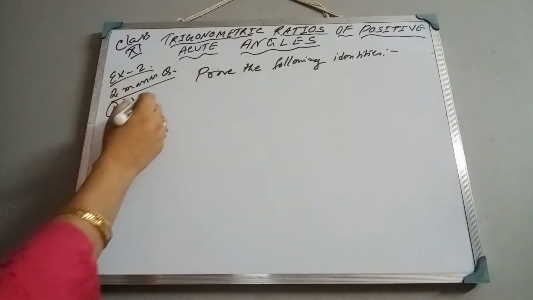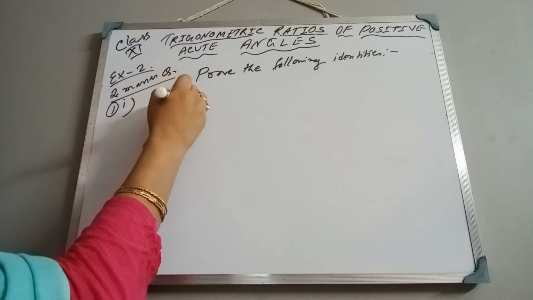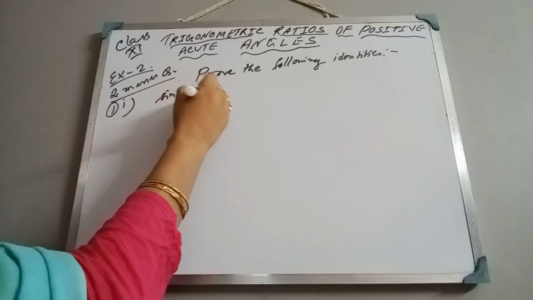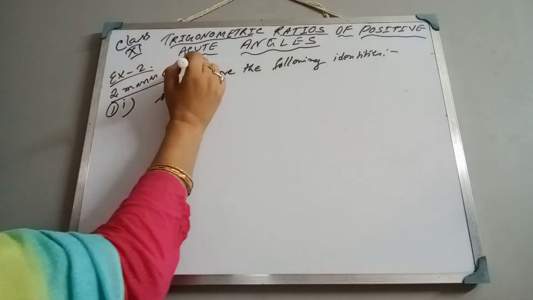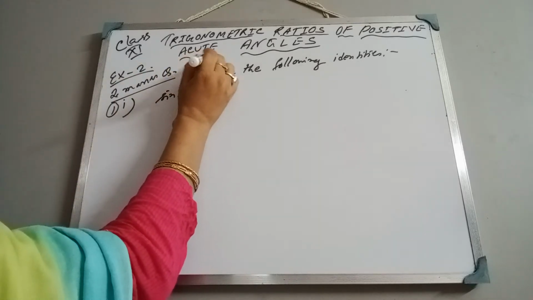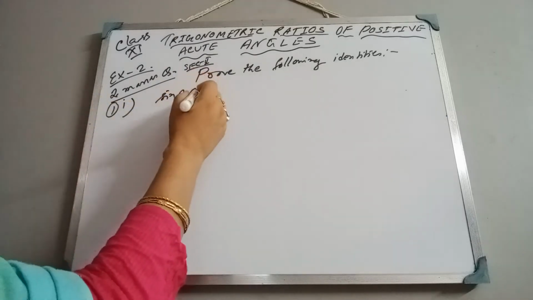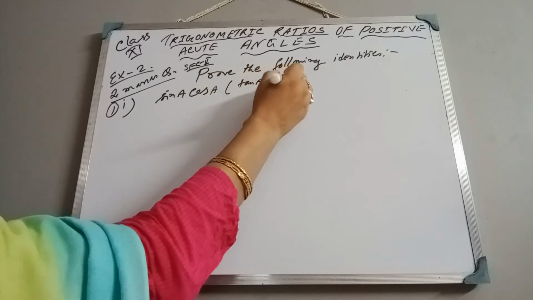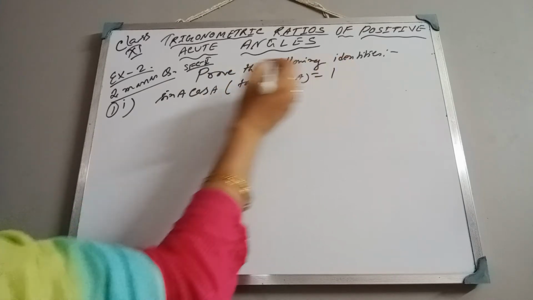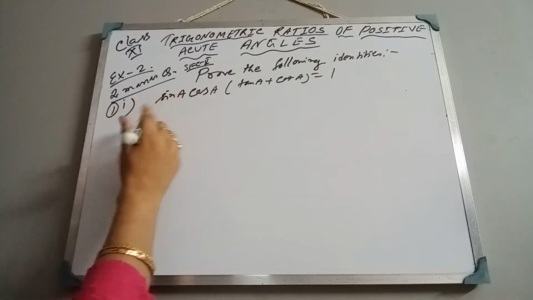Okay, the first question is sine A. In my book it is a 2 marks question, sum number 1, section 2. This is section 2, question number 1, part 1. Sine A cos A into tan A plus cot A is equal to 1. That we have to prove. So obviously we'll start from the LHS.